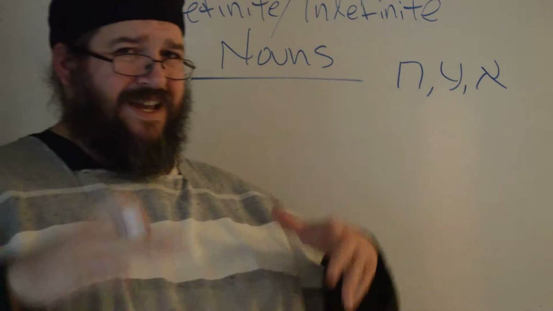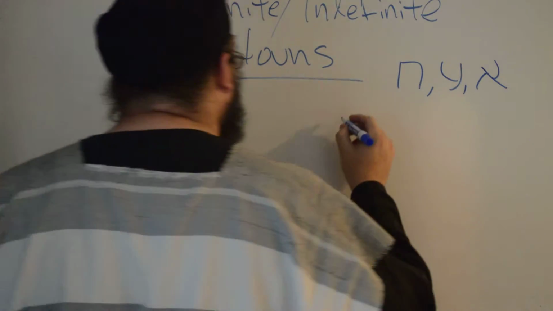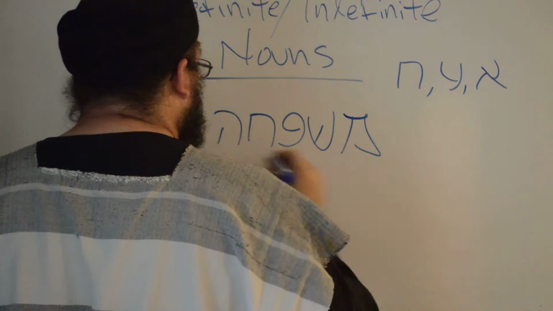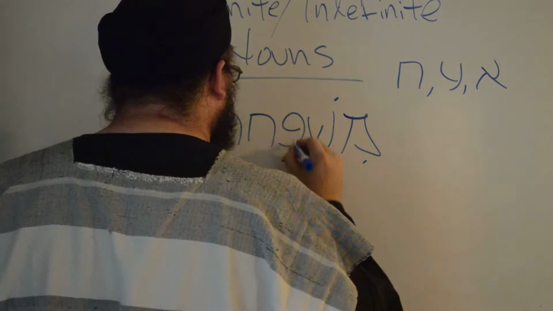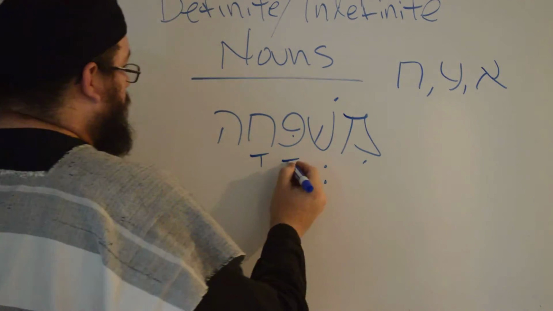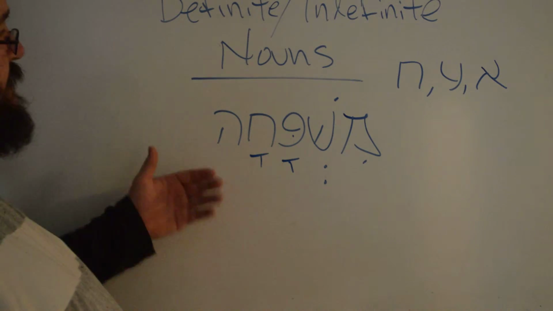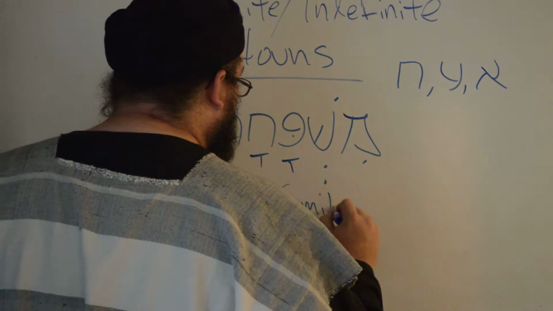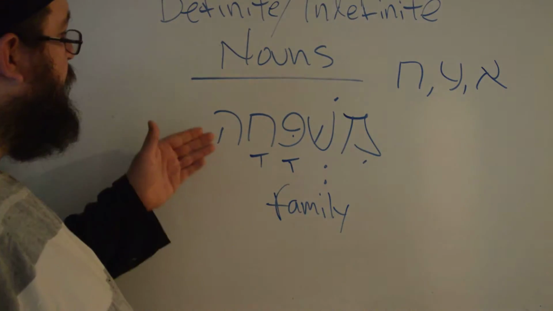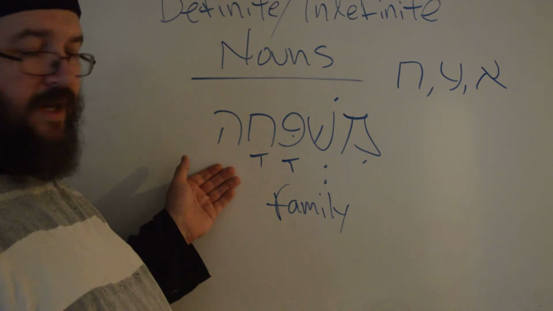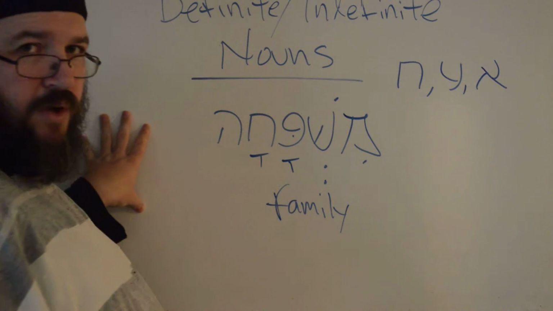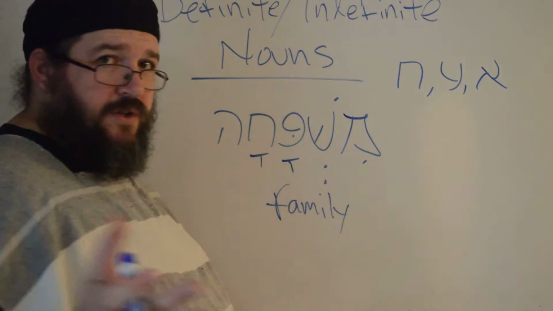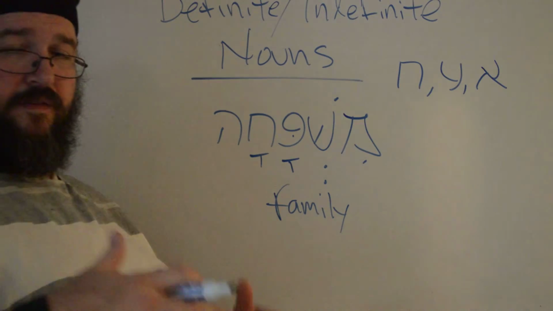If I want to make a noun definite in a different way, for example, mishpacha, the Hebrew word for family, okay? So here we have the word family. In Hebrew, when I take a noun and want to make it with a pronoun at the end, I have certain pronouns to choose from. And as you can tell, it's going to follow the same pronouns that I would have to choose from.